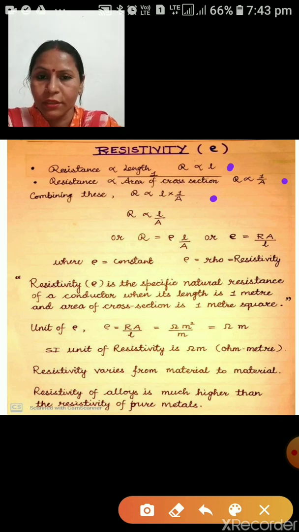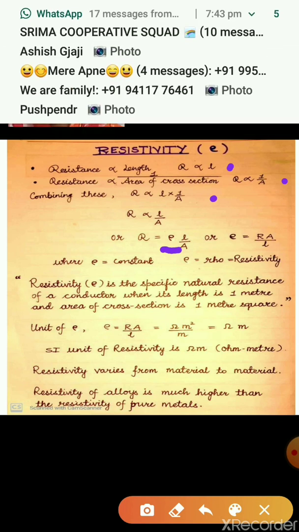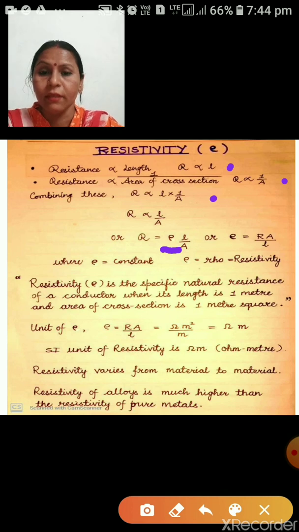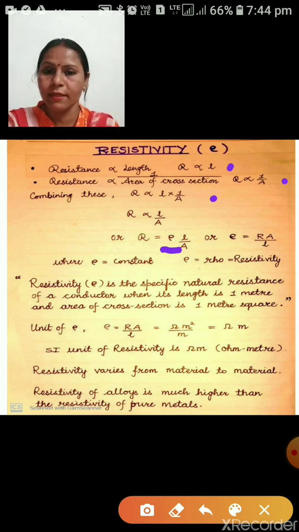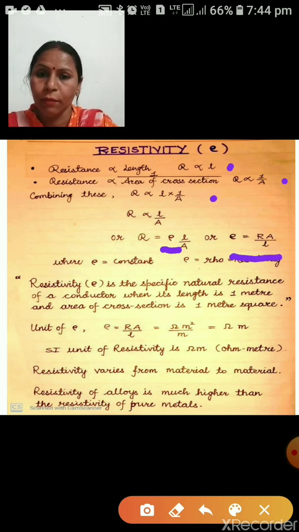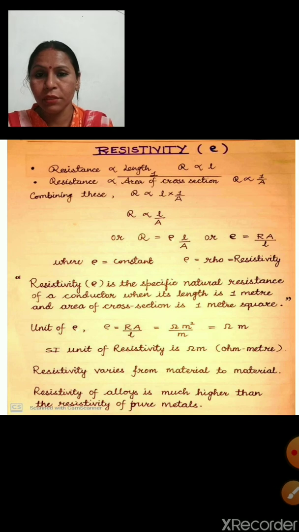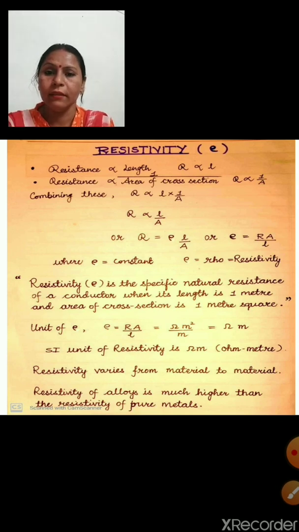With this relationship, we get one formula, that is R is equal to rho L upon A. What is rho here? Are you able to see this figure? This is called rho. Rho is a constant which is known as resistivity. And we can find the formula for rho or resistivity also. Resistivity, or rho, is equal to R A upon L.